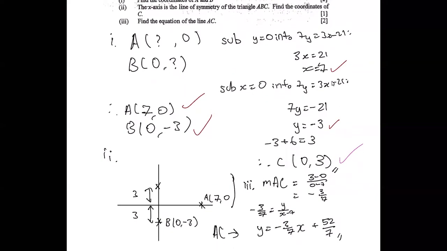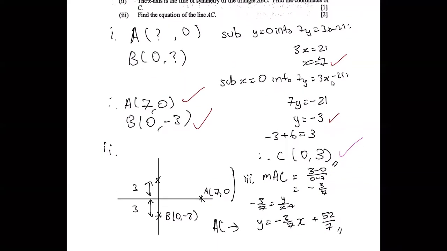Then find the equation of the line AC. Yeah, just find the gradient, then sub in one of the points. Then you can solve for C. Or use point slope formula also okay. Let's see if the working is fine. Yes. Gradient equals y.